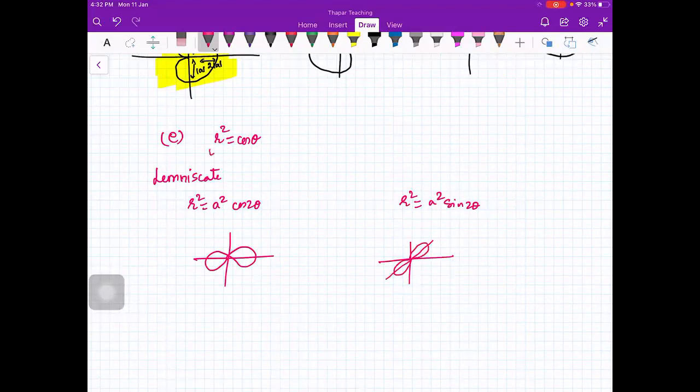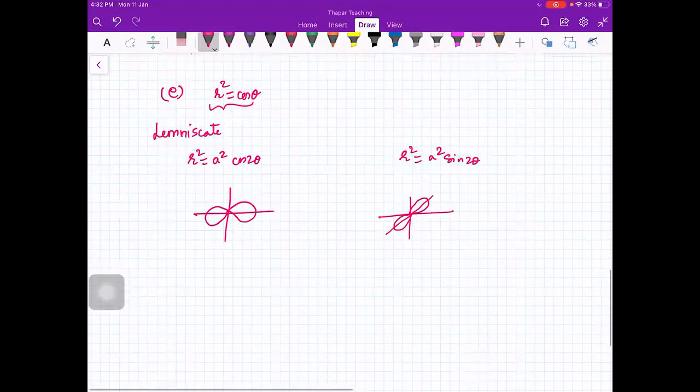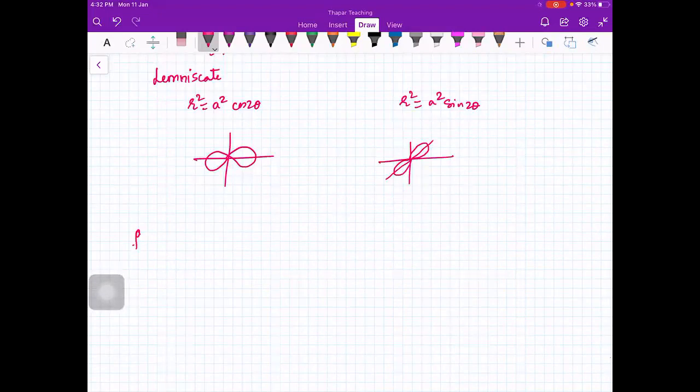Right. So similarly, you can plot this curve. You can see what it is exactly. Okay. And then if you look at part F, r is equal to sine 2 theta. Can you tell me what is it? Anybody? Anybody? We have discussed circles also, beta. Do you remember? So you will plot this curve by yourself. If you don't know what this curve is, you will plot it by yourself.